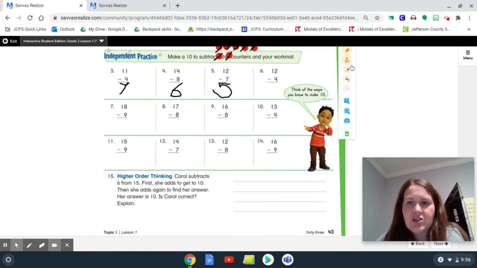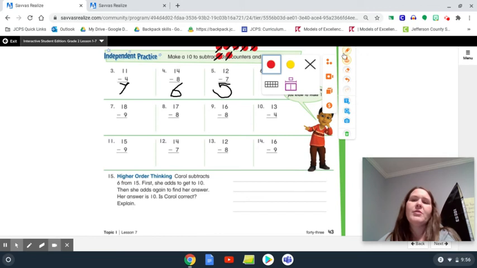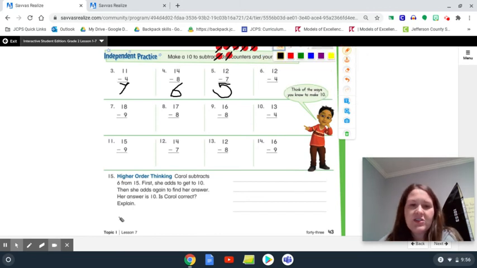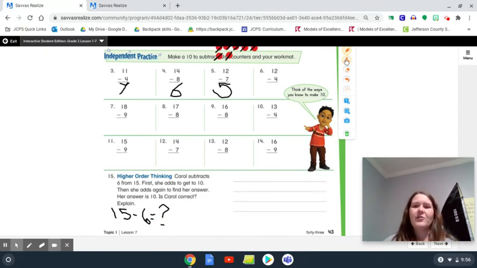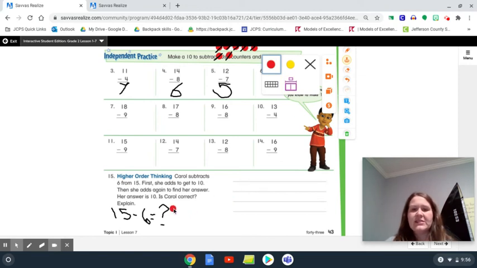So I'm going to use some counters to help me with this. So the problem she's really wanting to do, actually, we're going to write it. She wants to find out what is 15 minus 6 equals, we don't know, question mark. All right, so first she adds to get to 10. So if I start with 6, 1, 2, 3, 4, 5, 6.